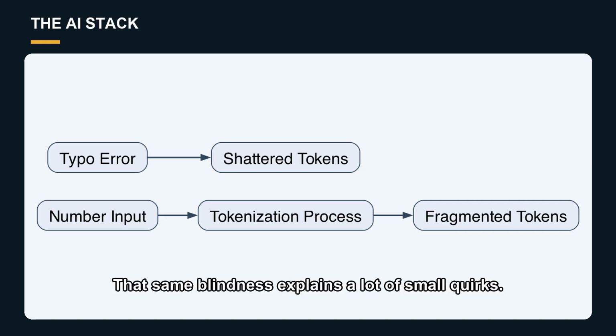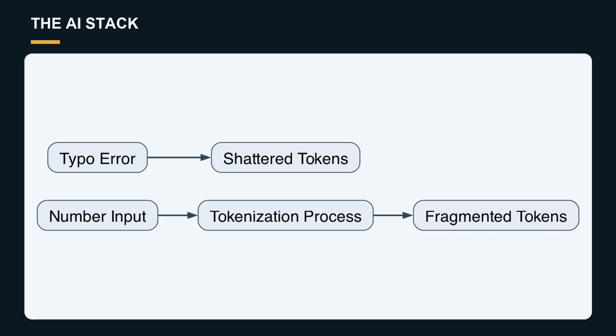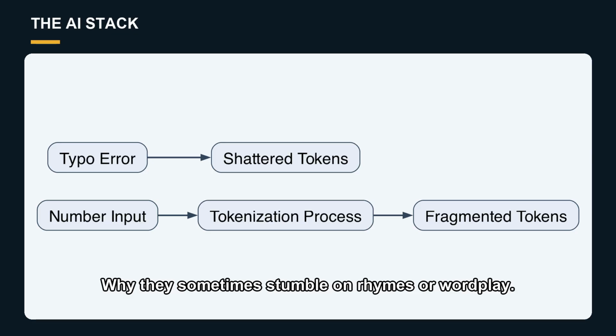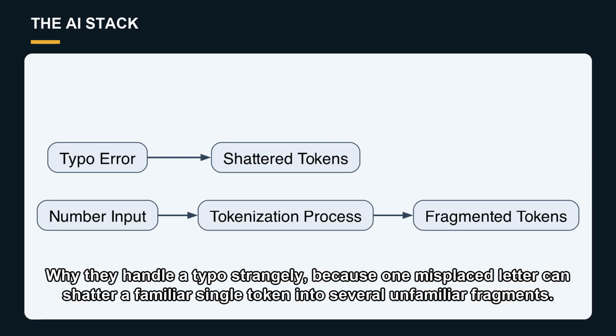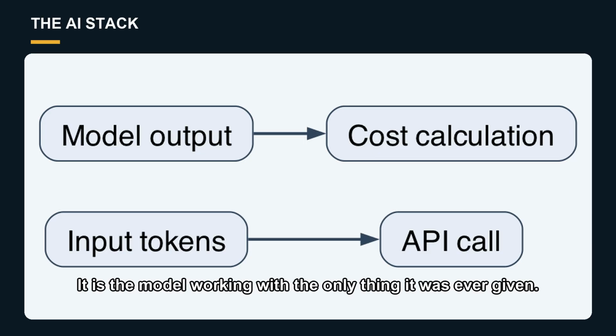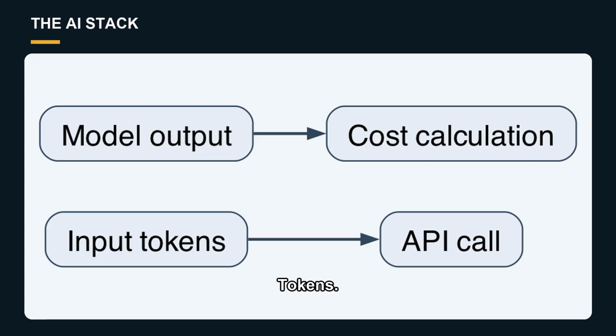That same blindness explains a lot of small quirks. Why models can be shaky at arithmetic with long numbers, because a number like 123,456 might get chopped into odd token chunks that do not line up with the actual digits. Why they sometimes stumble on rhymes or wordplay. Why they handle a typo strangely, because one misplaced letter can shatter a familiar single token into several unfamiliar fragments. None of this is the model being unintelligent. It is the model working with the only thing it was ever given: tokens.